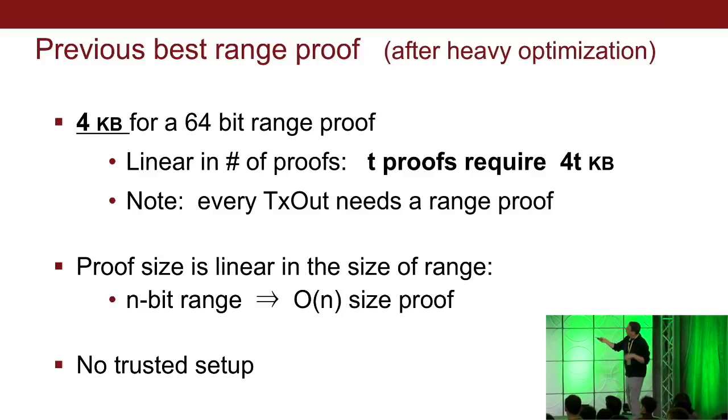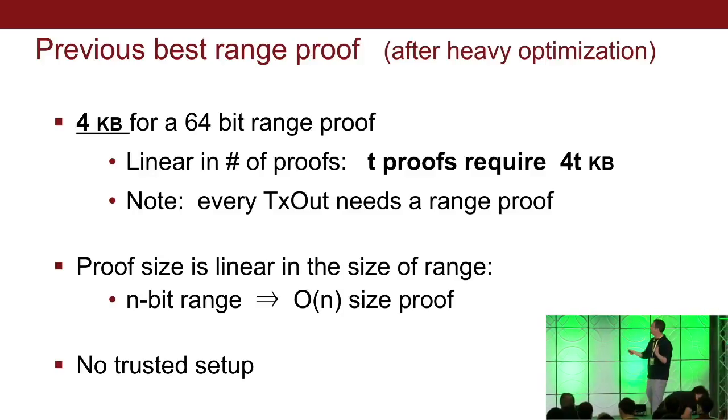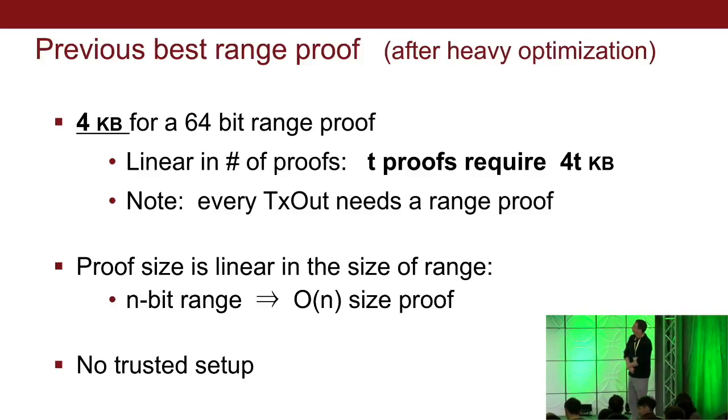Okay, now even worse, remember, for every transaction output, we have to include a proof. And in fact, if you do 10 proofs, the size now grows by a factor of 10. So 10 proofs would require 40 kilobytes, not just 4 kilobytes. So transactions with large outputs would be dominated by this proof size. Okay, so that's one problem.